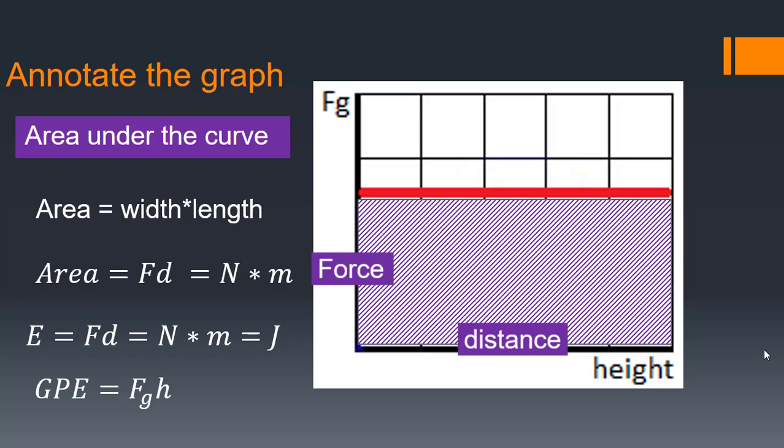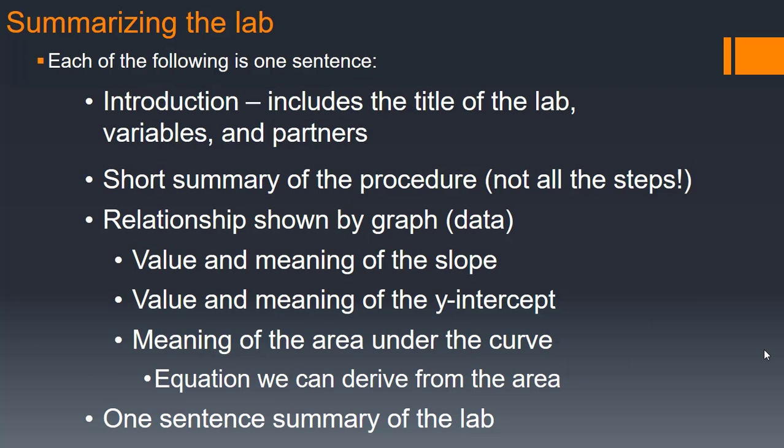But what if we don't have a force sensor handy to measure the force? Remember that we know that the force of gravity can be found by taking the mass times the gravitational constant. So we can also write the gravitational potential energy is equal to the mass times the gravitational constant times the height above the surface. So if you missed it, you do have a summary that is assigned to you.